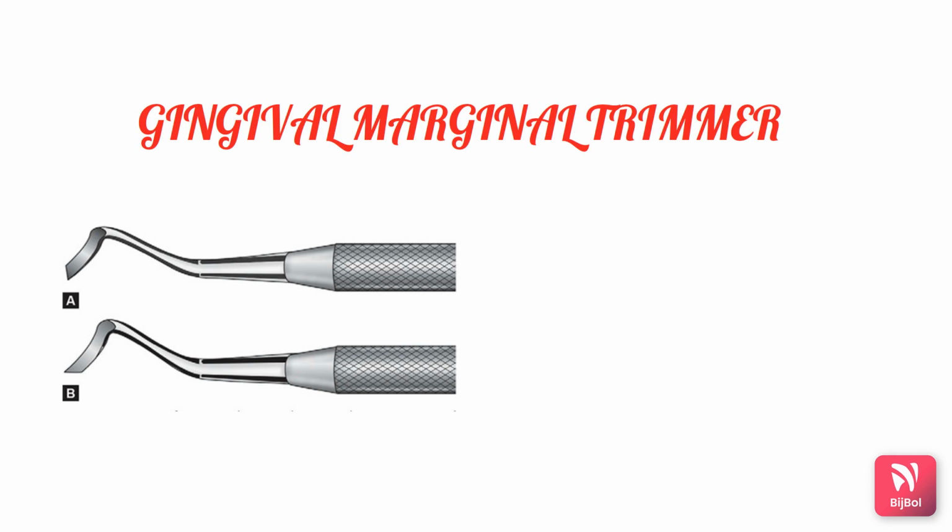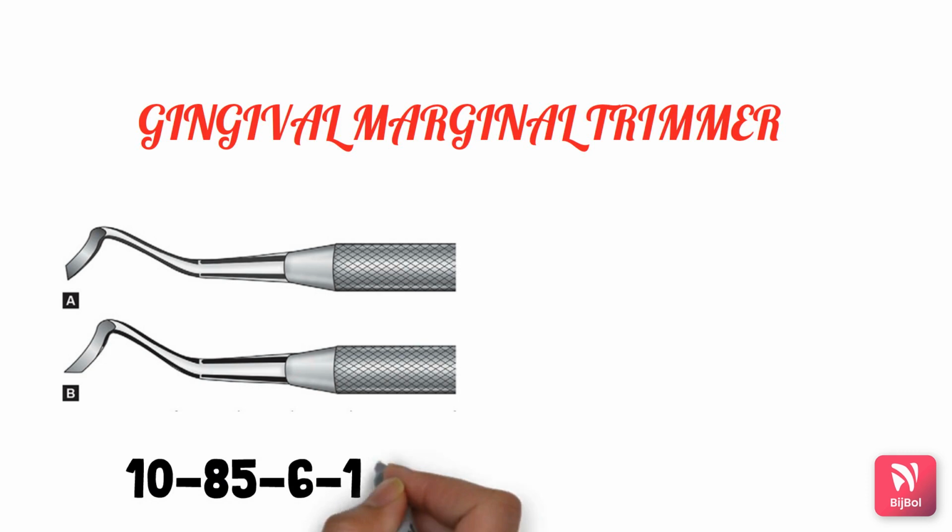If we see the instrument formula of the gingival marginal trimmer, it is 10, 85, 6 and 12. 10 is the blade width and 85 is the primary cutting edge angle and 6 is the blade length and 12 is the angle of the blade, in centigrade.